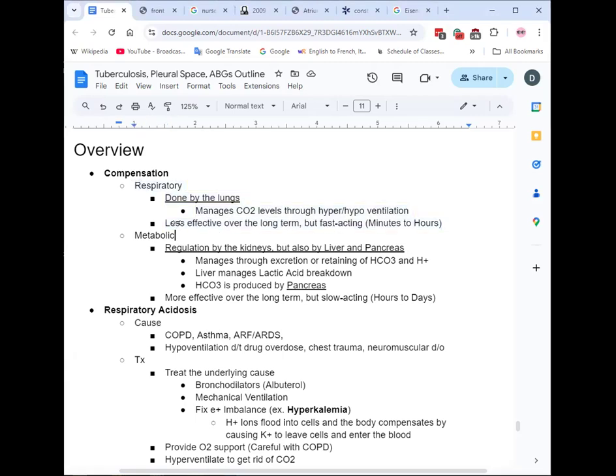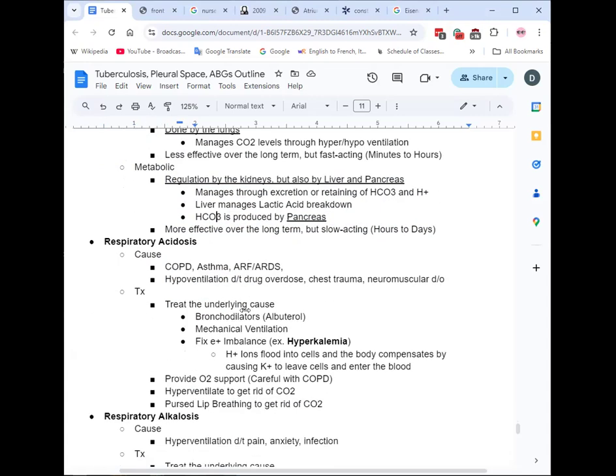So this part is probably the most relevant to your class for now. But even here, there's some extra information. Metabolic is regulated by the kidneys primarily, but your liver and your pancreas also have an impact, because your pancreas creates bicarbonate, and your liver also breaks down lactic acid. The metabolic system is more effective at controlling your acid-base, but it's also slower acting and will take much longer than your lungs.